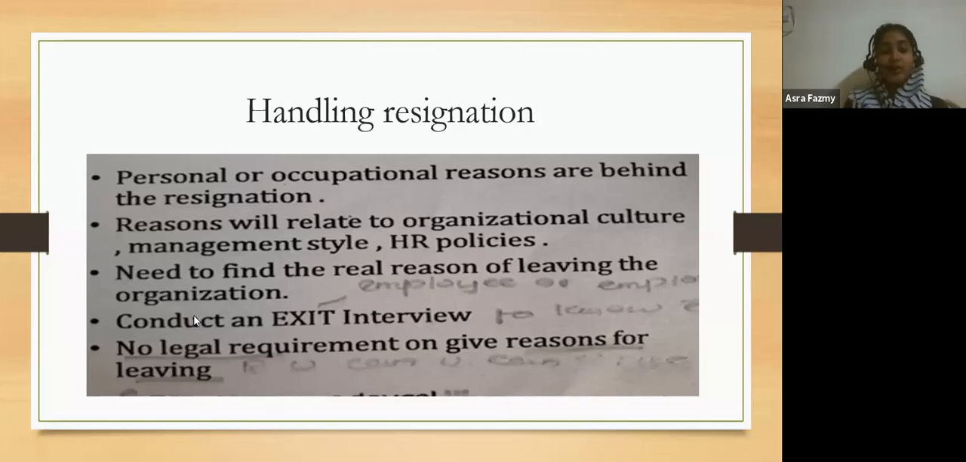So if you want to leave an organization, it may be due to various reasons. It can be due to either your personal reasons or occupational. Occupational means your professional reasons. So it can be due to your family issues, which are personal to you, and also due to some professional reasons why you are leaving an organization. Reasons will relate to organizational culture, management style, and HR policies. You don't like the organizational culture, the management style or the managers, or the HR policies. You don't like something about that organization. That's why you are leaving that firm. Is that clear?